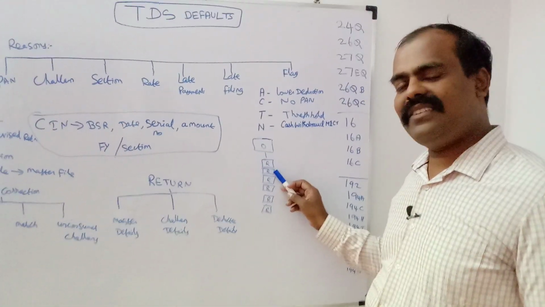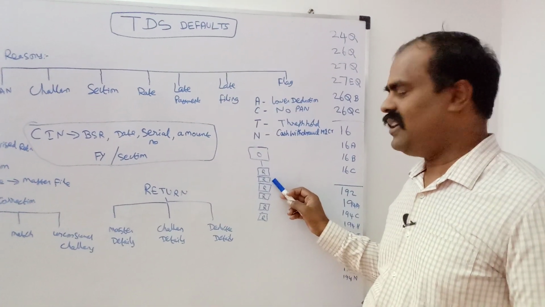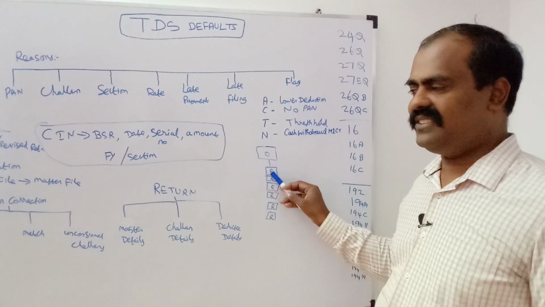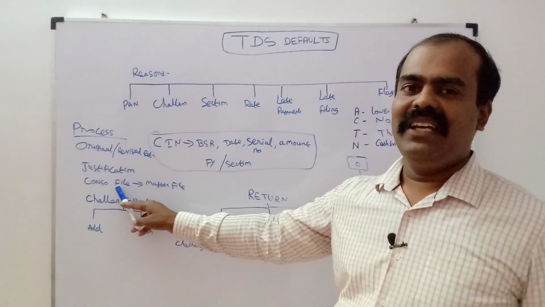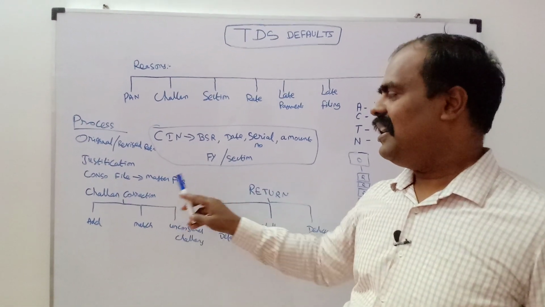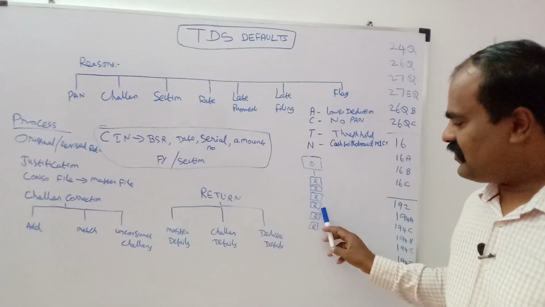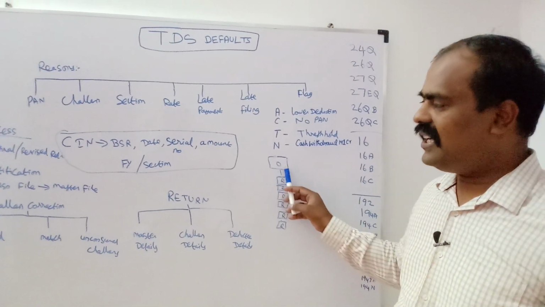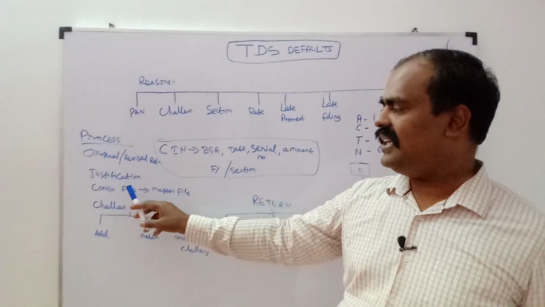It will take another 3 to 7 days to process. After processing, it will automatically be updated in the original return. That is called the console file. The console file is a master file where your original return as well as all approved revised returns are uploaded and updated. That is called a console file.